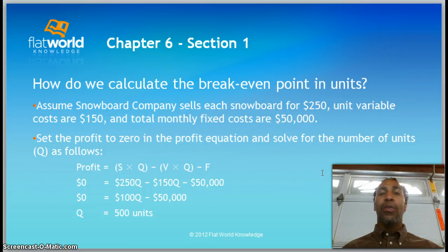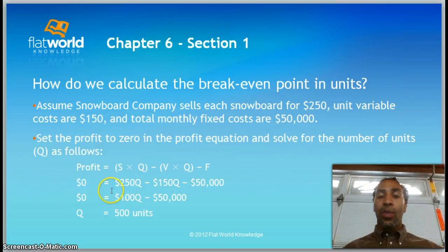So $250 for each snowboard. It's going to cost us $150 for each snowboard, but that's just our variable cost. Remember, it's not our fixed cost yet. And the total monthly fixed costs are $50,000. So we have $50,000 worth of costs that aren't going anywhere. They are going to stay and remain. So set the profit to zero.